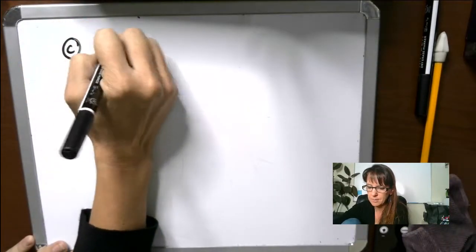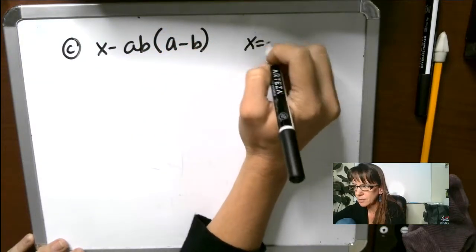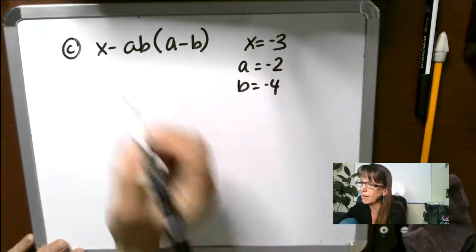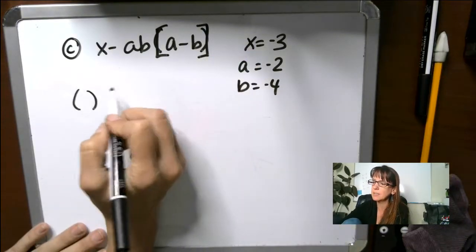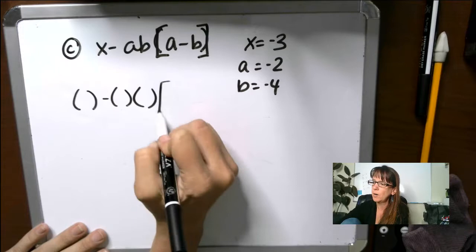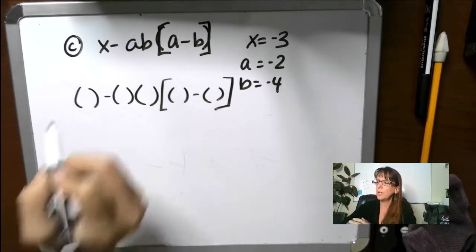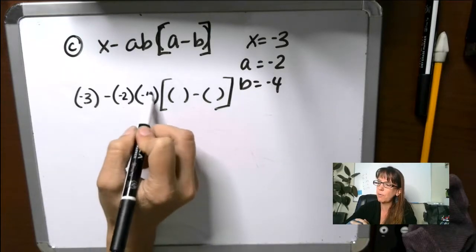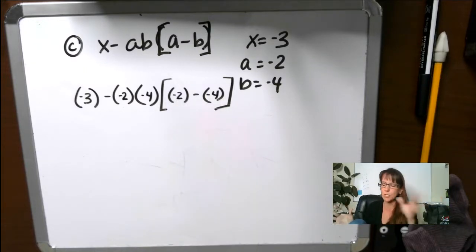All right, so for C, x minus a b, a minus b, x equals -3, a equals -2, b equals -4. Again, let's convert these into some brackets because that'll make it easier. We're going to do parentheses minus parentheses, parentheses, bracket, parentheses minus parentheses. I always run out of room when I do this. So we're going to do our x, which is -3, and then our a and b, which is -2, -4. Our a is -2, and our b is -4. We got some cleanup to do, right?